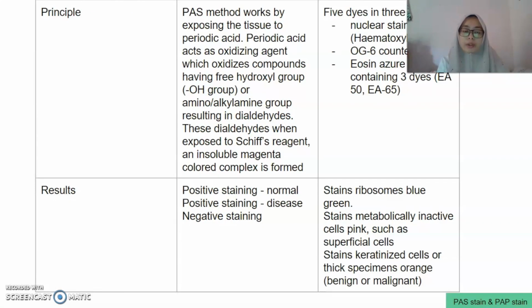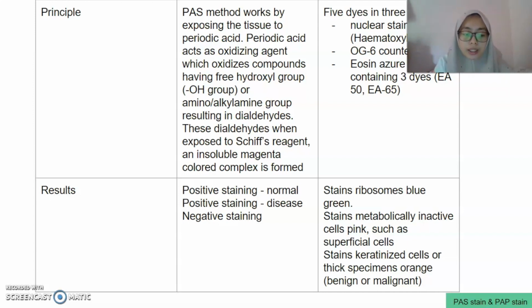The principle of periodic acid Schiff is that it works by exposing the tissue to periodic acid, and this periodic acid will act as an oxidizing agent which will oxidize compounds having free hydroxyl group or amino or alkyl imine group, resulting in the formation of dialdehydes. And these dialdehydes, when exposed to Schiff reagent, will form an insoluble magenta colored complex. It is different with Papanicolaou stain because it has 5 dyes in 3 solutions.